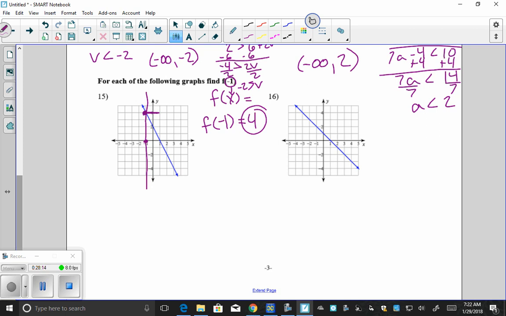So let's look at number 16. Find f of negative 1. Negative 1 on the x-axis, go up till you hit the graph. Your y value is 2. So your answer is 2.